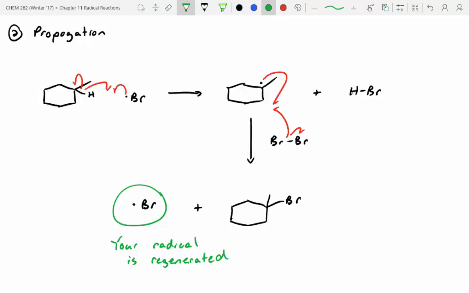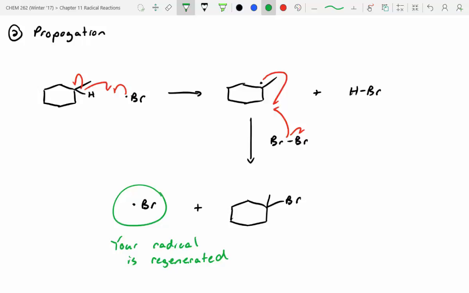And essentially, it can go on to react with more equivalents of your starting material in an infinite loop, right? So this can go on over and over again until it essentially runs out of that methyl cyclohexane, right? Couldn't it also run out of bromine? Then you wouldn't be able to. Yeah, you'll either run out of your bromine or you'll run out of your methyl cyclohexane.